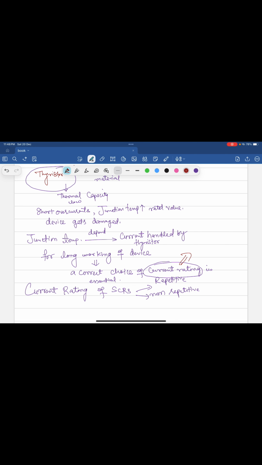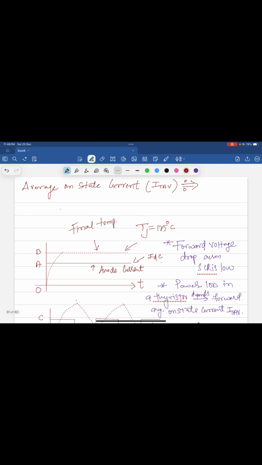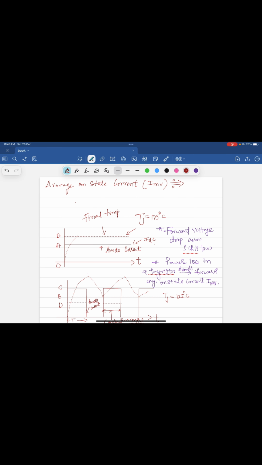Current rating of an SCR, as discussed, covers both repetitive and non-repetitive types of current waveforms. So here the average on-state current is denoted by ITAV. As we know, the forward voltage drop across an SCR is very low, so the power loss in the thyristor mainly depends upon the average on-state current.